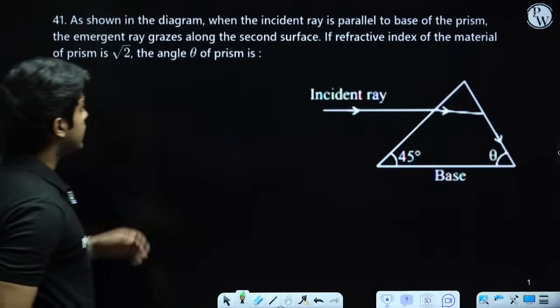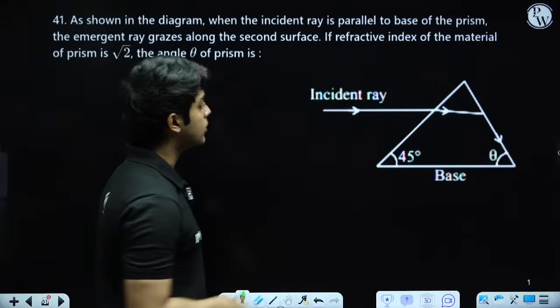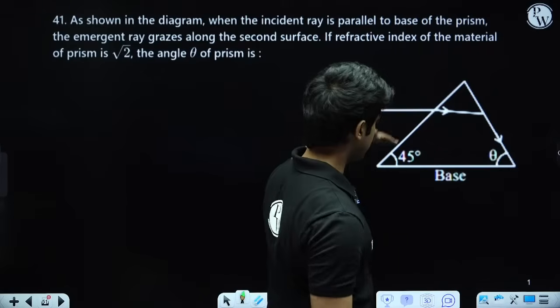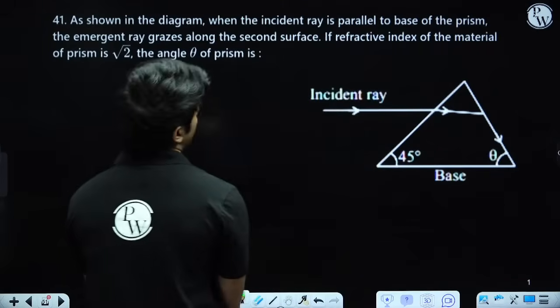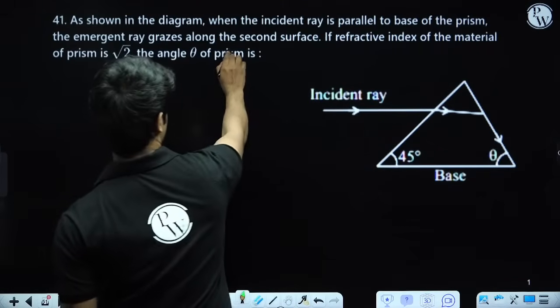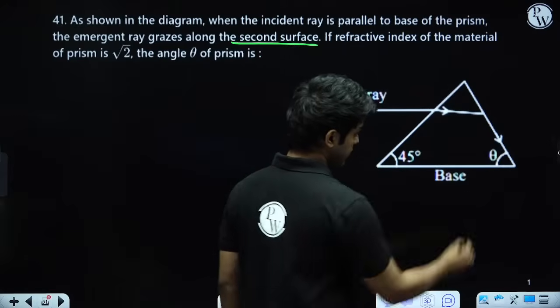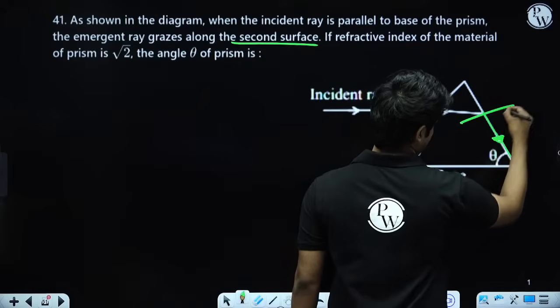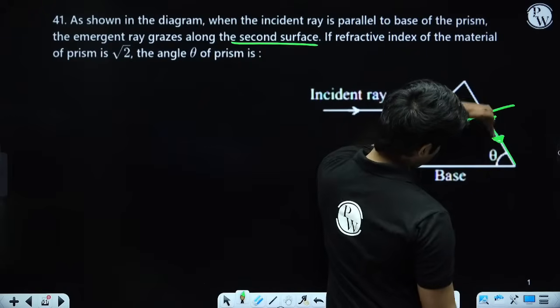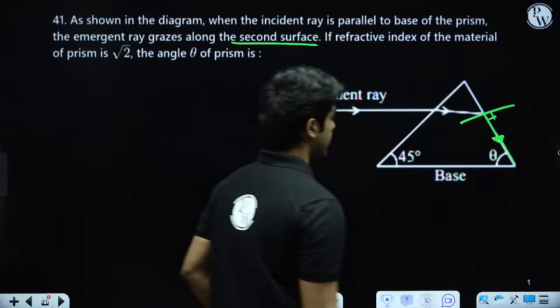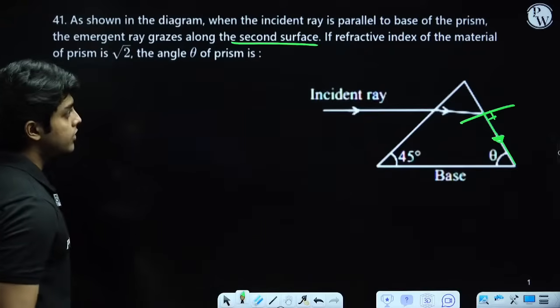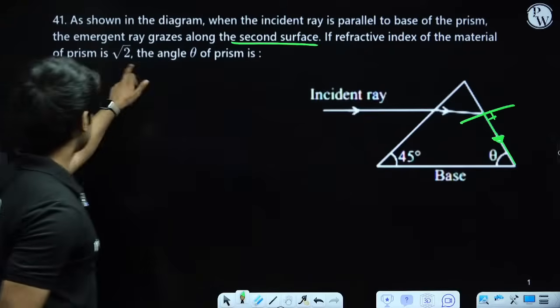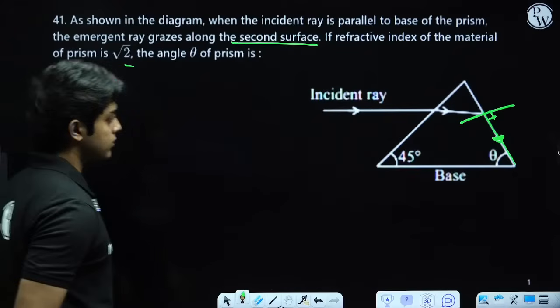In this diagram, we have an incident ray parallel to the base of the prism. So this is horizontal, this is also horizontal. The emergent ray grazes along the second surface. Grazing means it moves like this. If you draw a normal, the angle of refraction equals 90. That is what grazing means. The refractive index of the material of the prism is √2. Theta of the prism is.